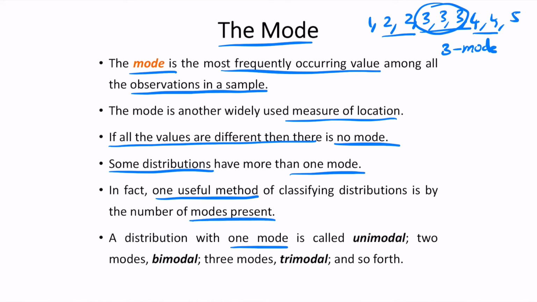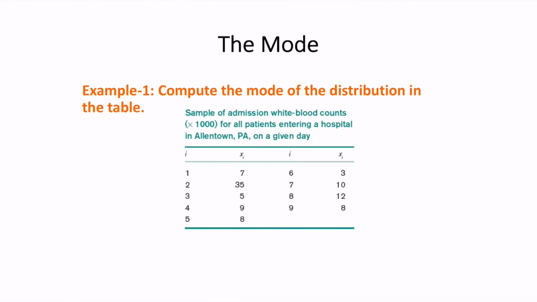If you have one mode, we call this a unimodal distribution. If it is two modes, bimodal. If it is three modes, trimodal. So this is how the distribution looks like.